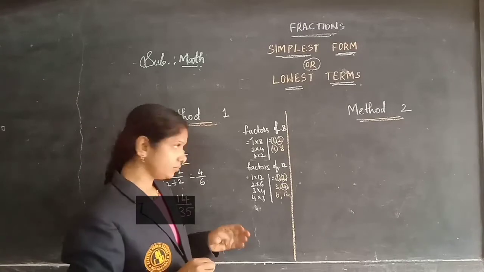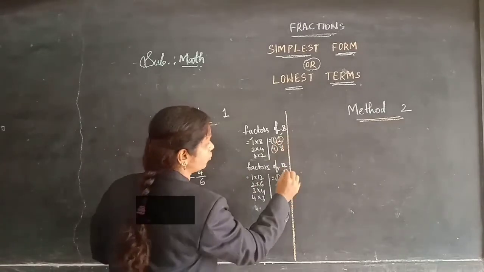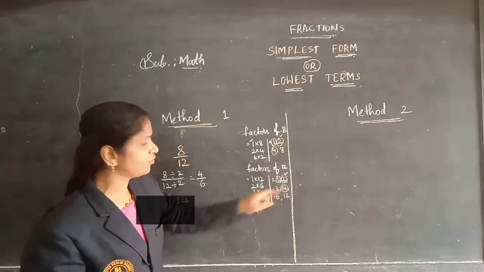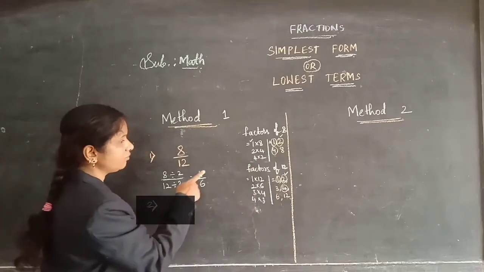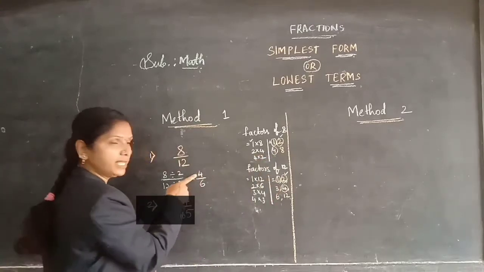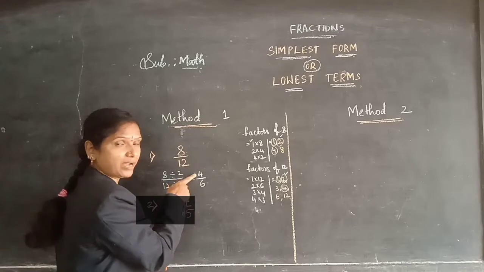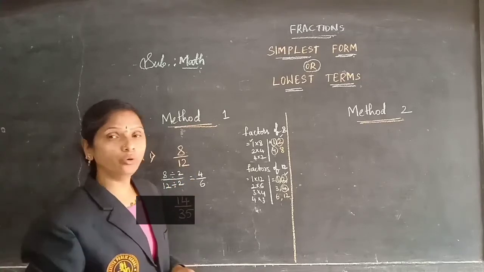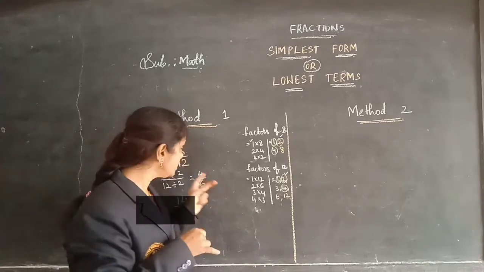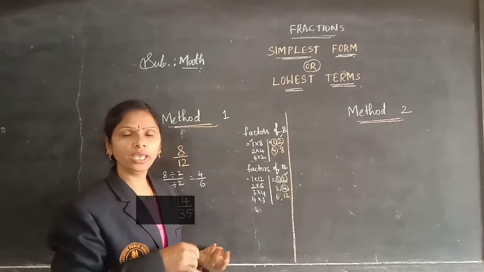Yes, children? One factor is over. The next common factor is 4. Once you check, with 4 you can divide the numerator, but 6 won't divide by 4, children. So again you divide by 2. Okay?